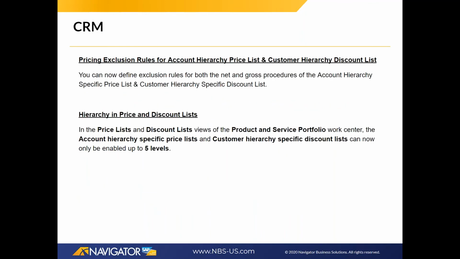You can now define exclusion rules for both the net and gross procedures of the account hierarchy specific price list and customer hierarchy specific discount list. In the price lists and discount lists view of the product and service portfolio work center, the account hierarchy specific price lists and customer hierarchy specific discount lists can now be enabled up to 5 levels.